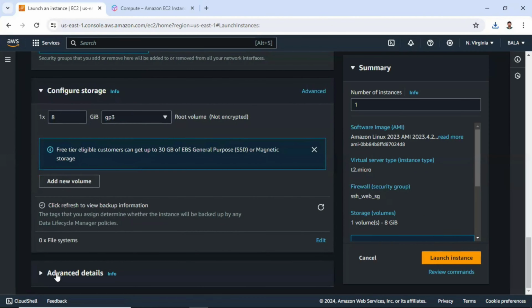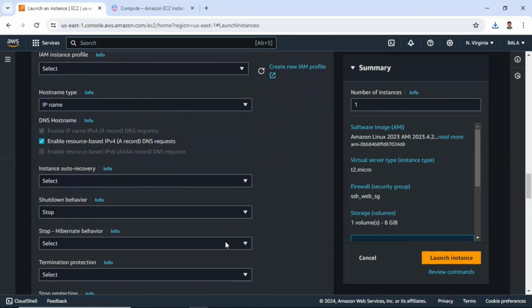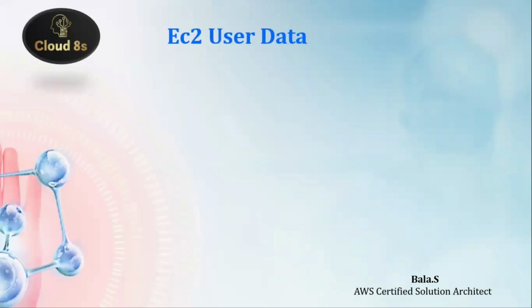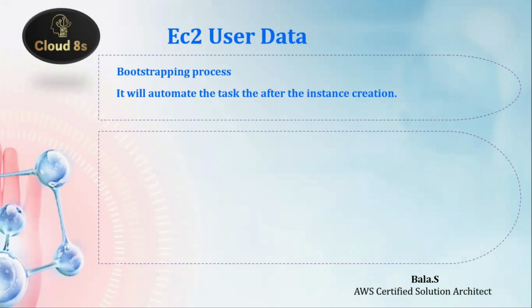Another concept, as I mentioned: in today's session, we are going to learn to create an EC2 with user data. User data is nothing but a bootstrapping process. That means when we are launching the instance, if you need to automate any task post EC2 creation, we can pass those commands into the user data. That will automatically execute once the EC2 creation is completed.